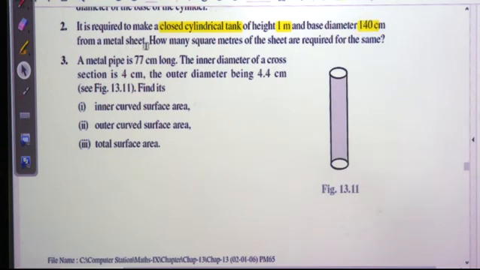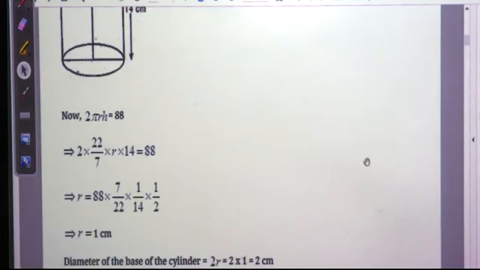From a metal sheet. Okay, here the cylindrical tank is made from a metal sheet. It is a closed cylinder. How many square meters of the sheet are required for the same?